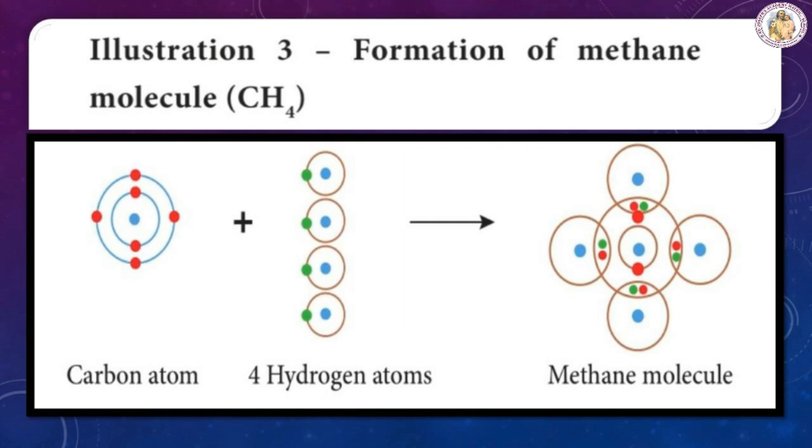So when you see this diagram, you can understand the carbon atom has 4 electrons in the outermost shell, and each hydrogen atom has 1 electron in the outermost shell. So when these hydrogen atoms share 1 electron with the carbon atom, what does it form? Methane molecule, and it completes the stable electronic configuration. So this is the formation of a covalent bond in the methane molecule.